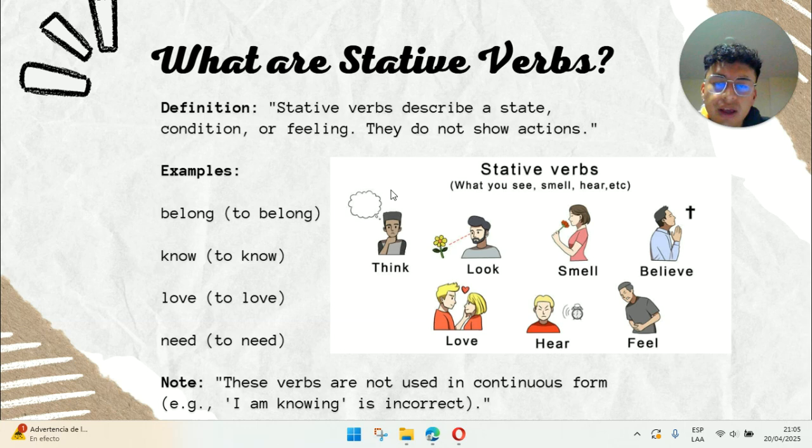You don't say I am knowing, because know describes a state and not something happening at the moment. Another example, I love pizza. Love is a stative verb because it describes a feeling. Again, we wouldn't say I am loving pizza in this case. Notice, stative verbs are not usually used in continuous tenses like I'm knowing or I'm loving.